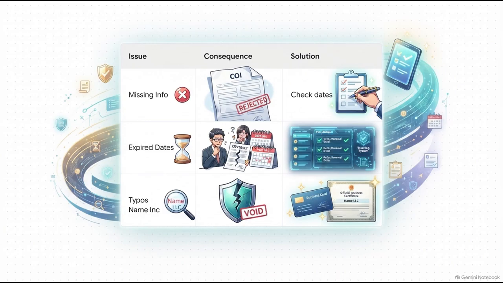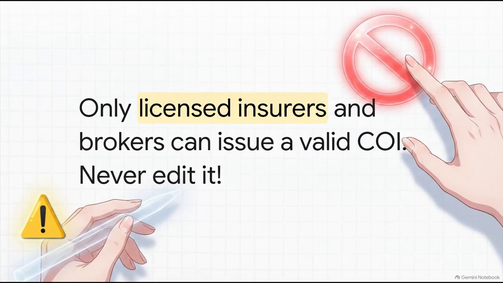Guys, if your business is an LLC but the COI just lists your personal name, that discrepancy can literally void your protection during a claim. Always ensure your exact legal business names are used. No exceptions. I need to deliver a very firm warning here based on our sources.